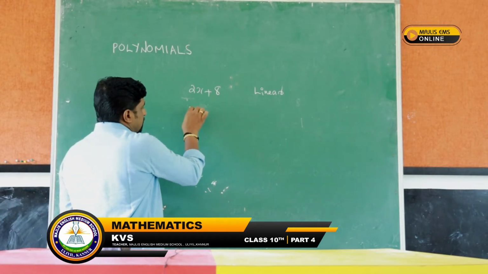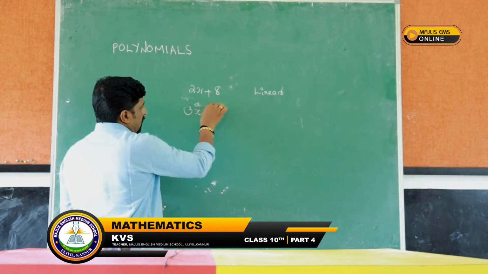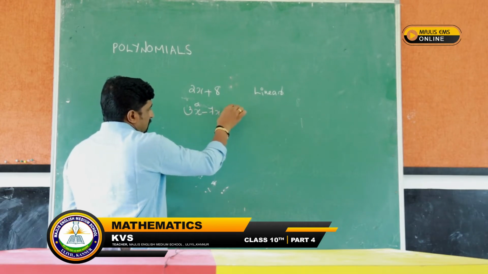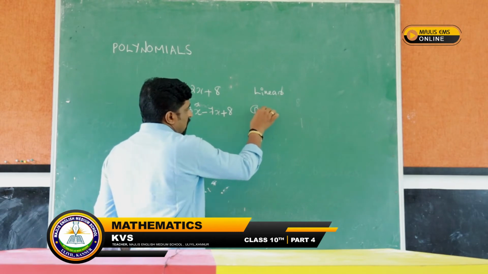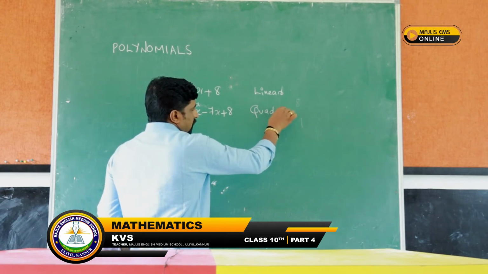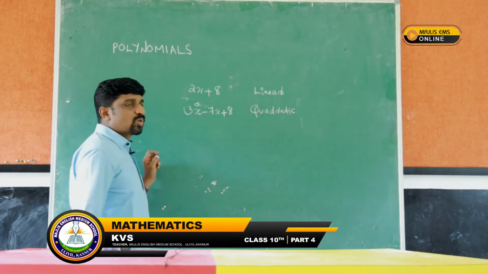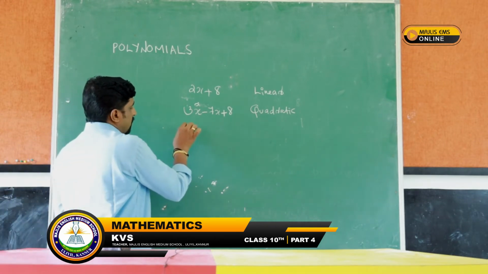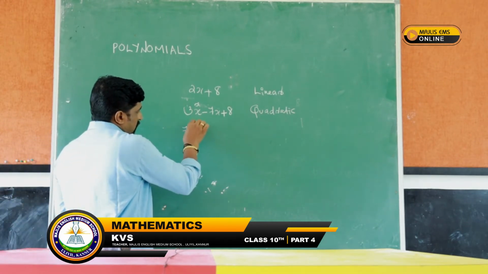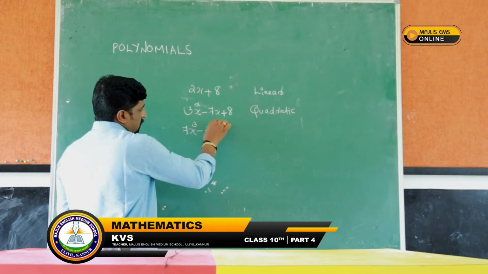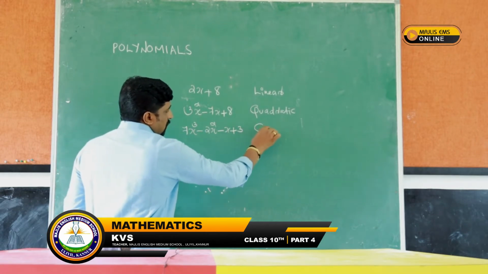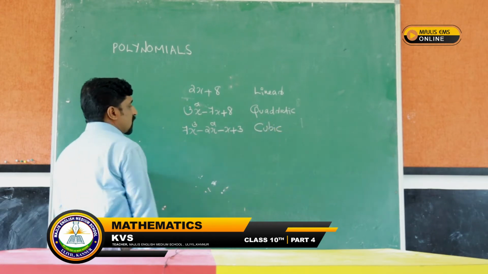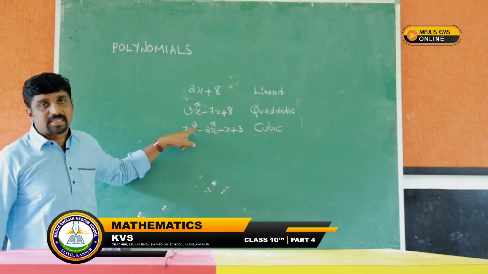Suppose the highest power is 2. Suppose 3x square minus 7x plus 8. Here the highest power is 2. That is known as quadratic. Suppose 7x cube minus 2x square minus x plus 3. This is known as cubic because the highest power is 3.